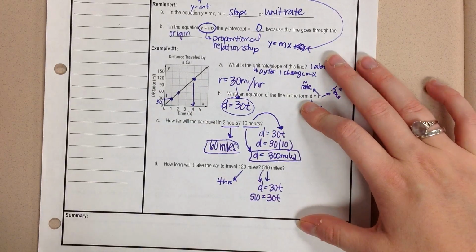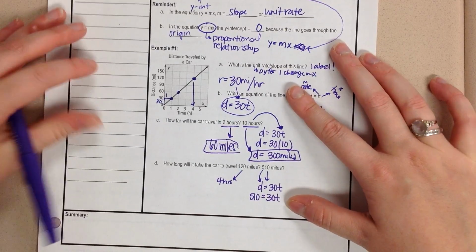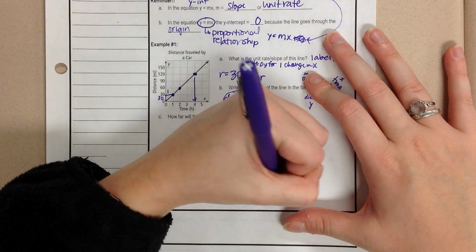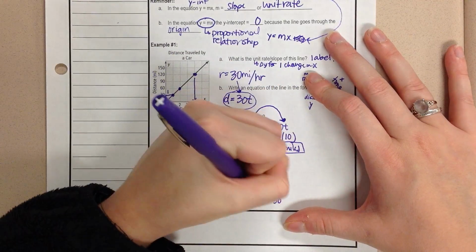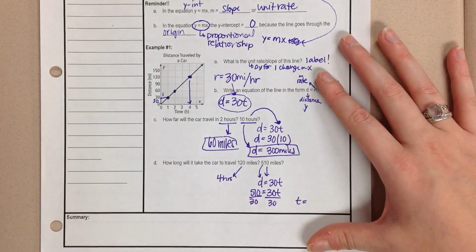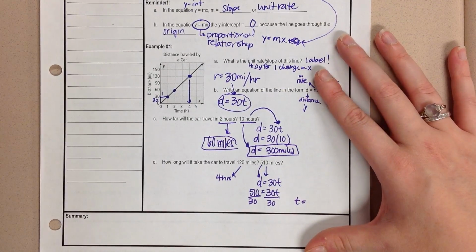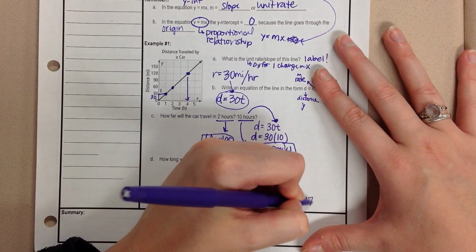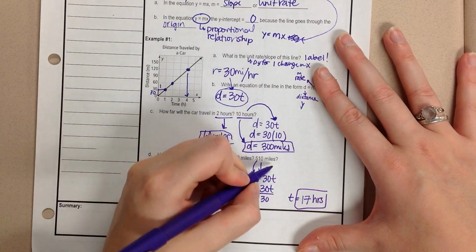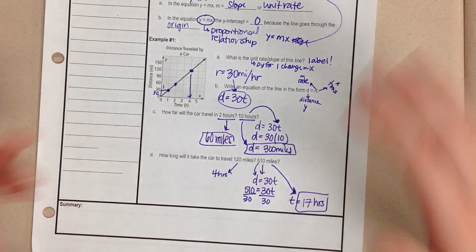And then I need to solve for t. So to solve for t, remember how I said solving equations comes back forever? Well, this is part of that. Okay, so I'm going to divide by 30 on both sides. And t equals, if you divide that out, 510 divided by 30, you get 17. So it takes 17 hours to drive 510 miles. Okay?